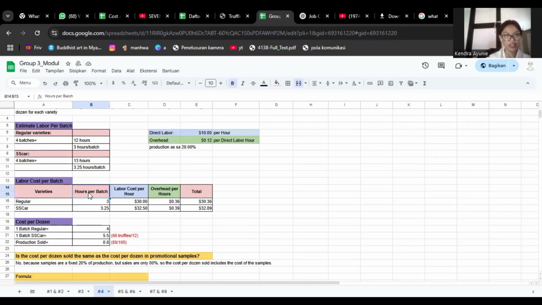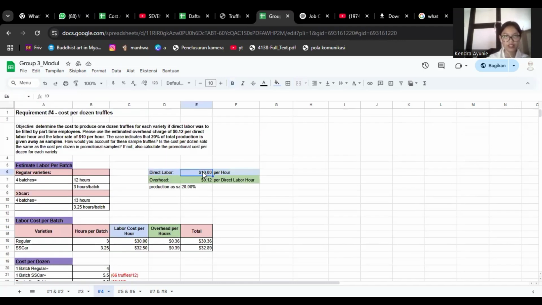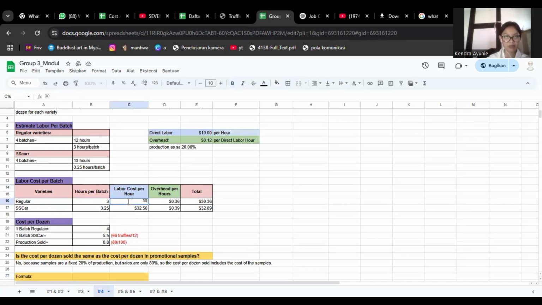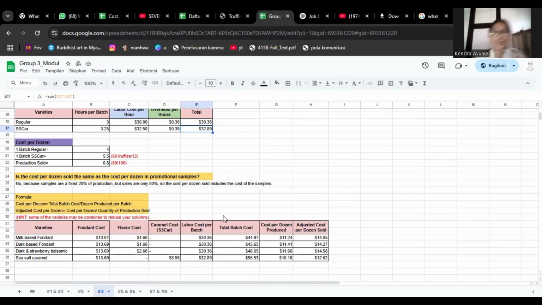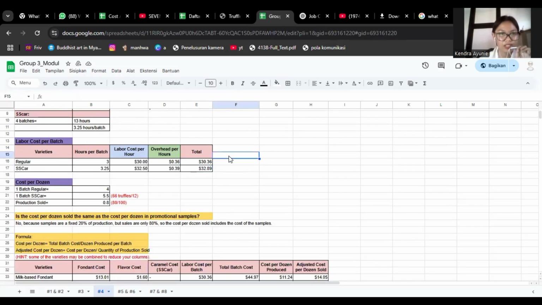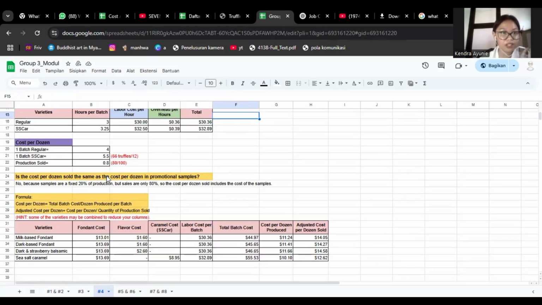After that, we have the hours per batch here, and I calculate the labor cost per hour. Because they said the direct labor cost is $10 per hour, we just multiply it by 3, since it's 3 hours per batch. Because we're calculating with the labor and the overhead, the total is $30.36, and for the sea salt caramel, we got $32.89. Okay, sorry, I got a little bit confused. So we already have the total labor cost per batch, and now we're going to jump into the cost per dozen.